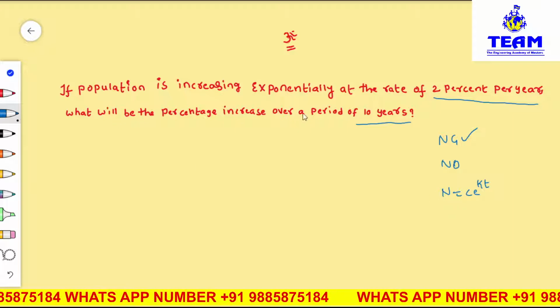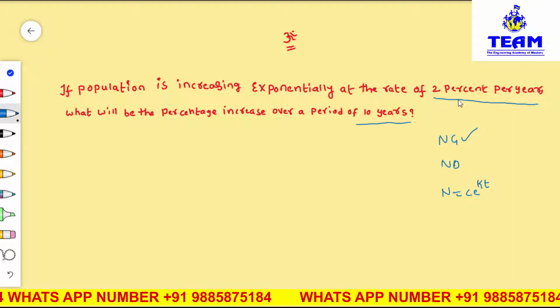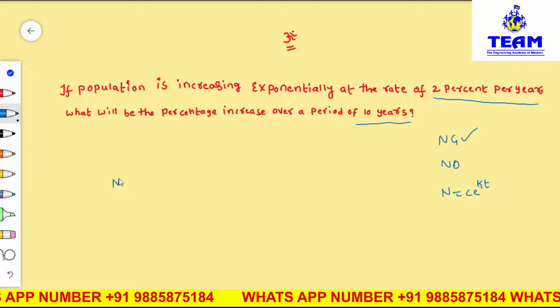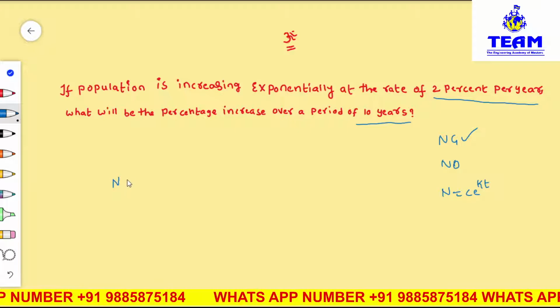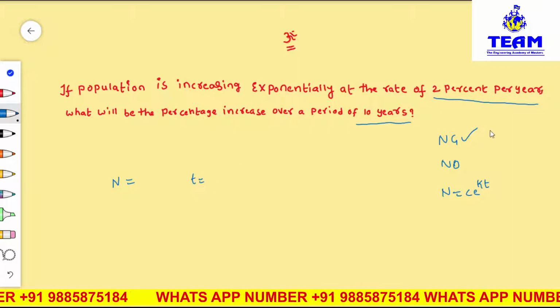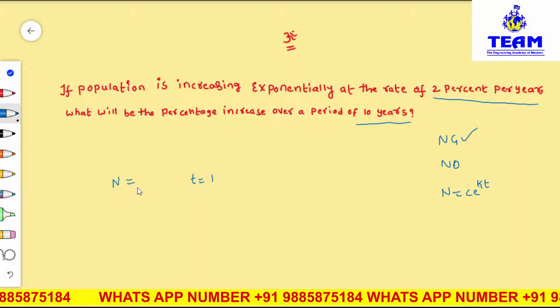Friends, you see here what they have given. The population increases 2% per year. I am considering N to be the substance, which increases 2% for the year, for 1 year. Now, if t is 1, N is increasing 2%.